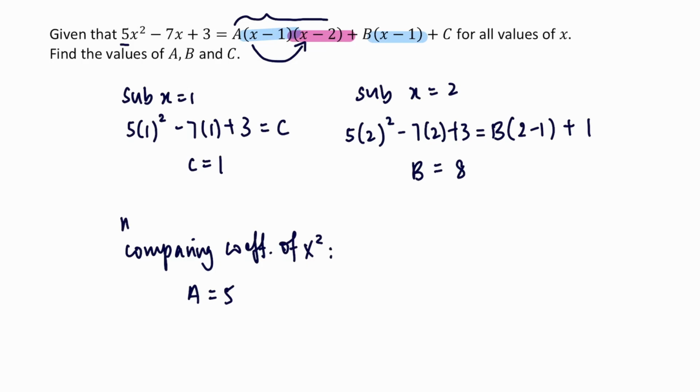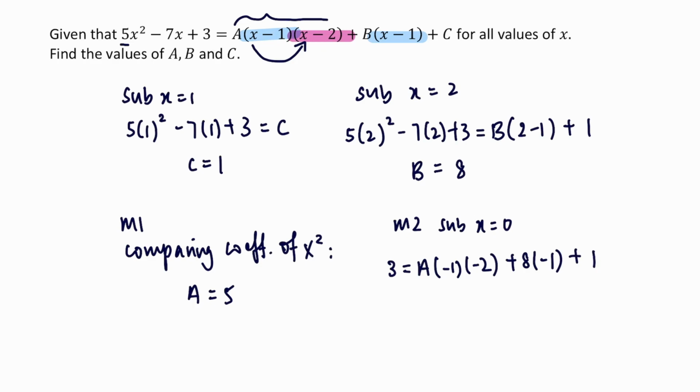a is equal to 5. If not, you can also consider substituting any random value except what we sub in originally, 1 or 2. We can try to sub in x equal to 0. So what we have will be 3 equal to a times minus 1 minus 2 plus b times minus 1 plus 1. If you solve, you will see that a is actually equal to 5 also.